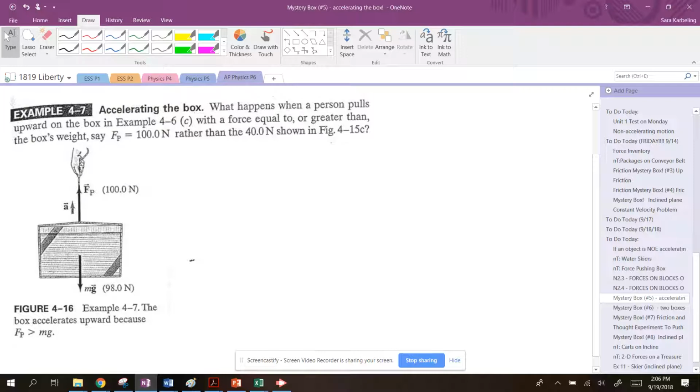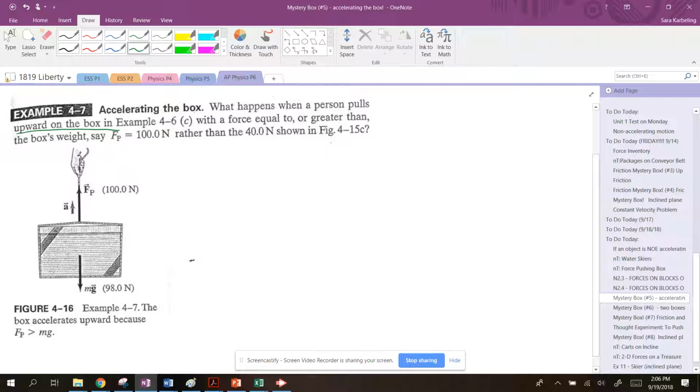So we want to know what happens when a person pulls upward on the box. You've already kind of answered the question, right? It's going to accelerate upward. That's not good enough for me. I want to know how much it's going to accelerate. I want to know what the acceleration is. Do you think right now you can just figure that out for me?